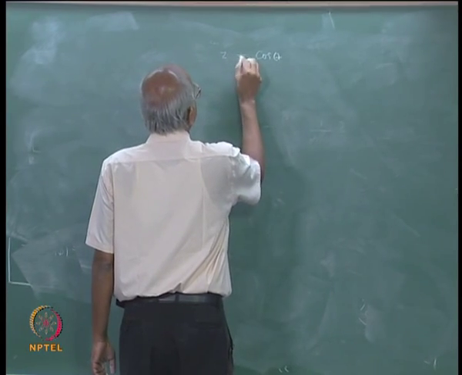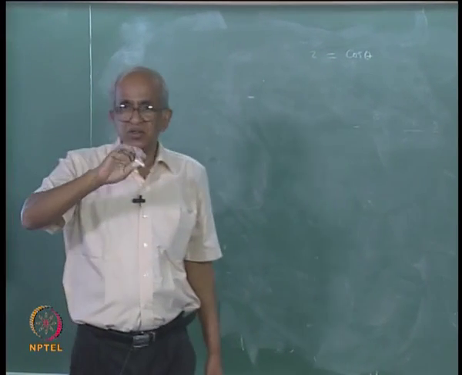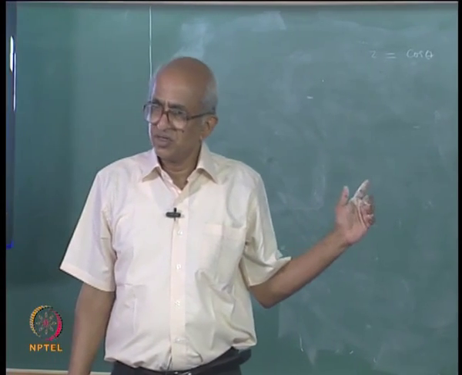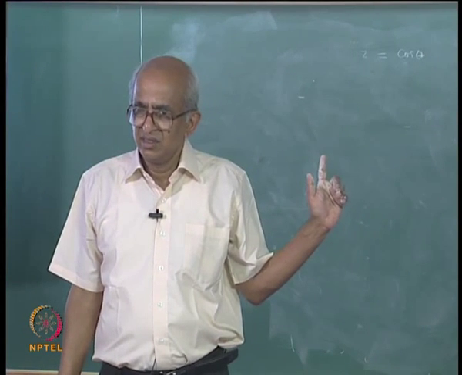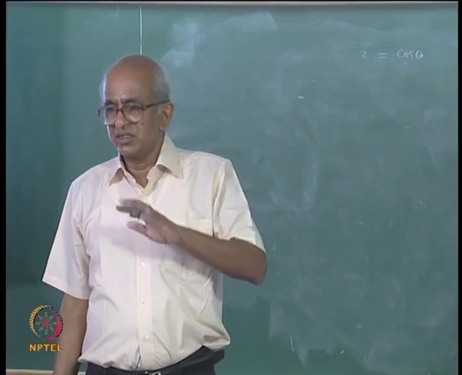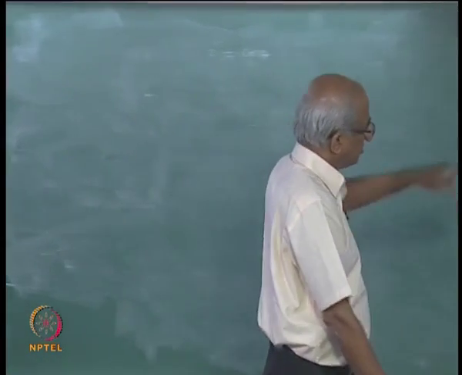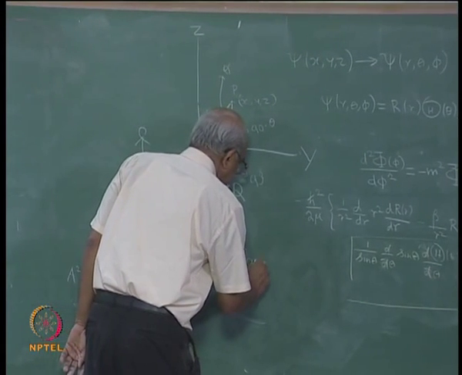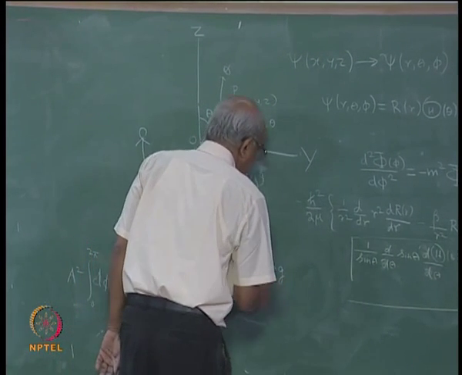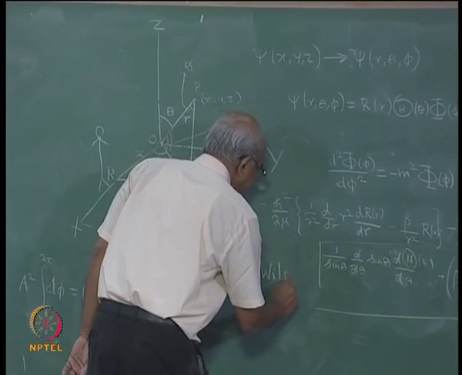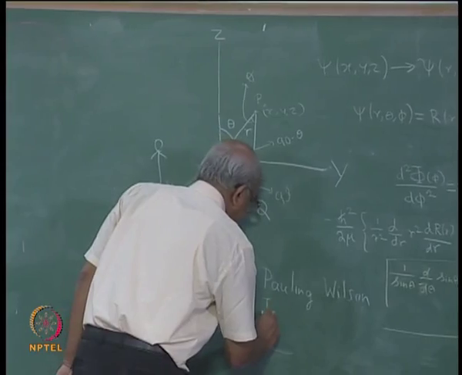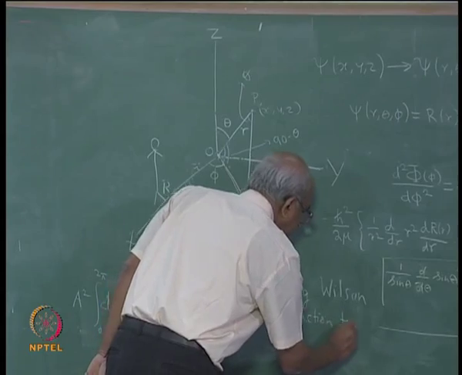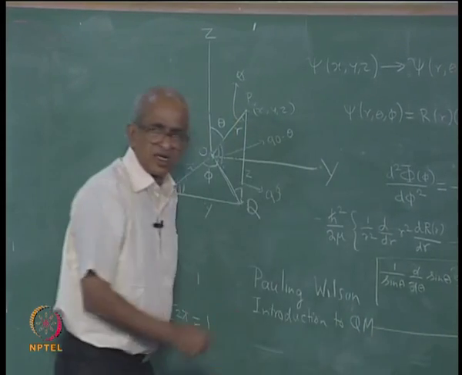Now, this can be confusing because this is not your z coordinate. In fact, it would have been better for me to denote this by some other symbol. The reason why I thought I will use z is that most of the notations that I am using are from the famous classic book by Pauling and Wilson, Introduction to Quantum Mechanics with applications in chemistry.